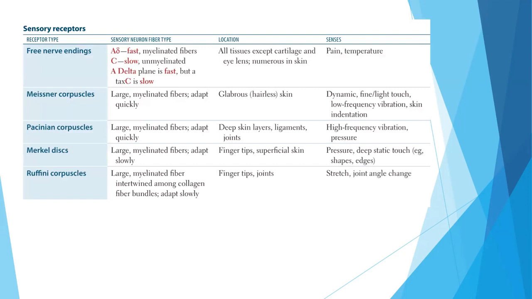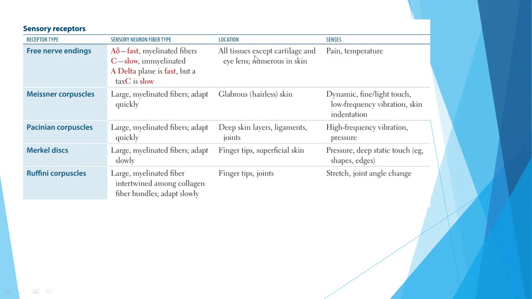Now, let's summarize the sensory receptors from First Aid. There are three nerve endings which carry the A delta and C fibers. The A delta is fast. Remember delta waves, delta speed. A delta fibers are fast because they are myelinated fibers. C fibers are slow because they are unmyelinated. A delta plane is fast, but a taxi is slow.